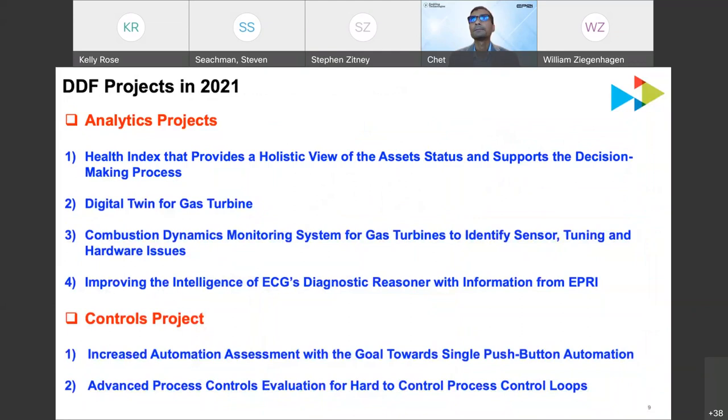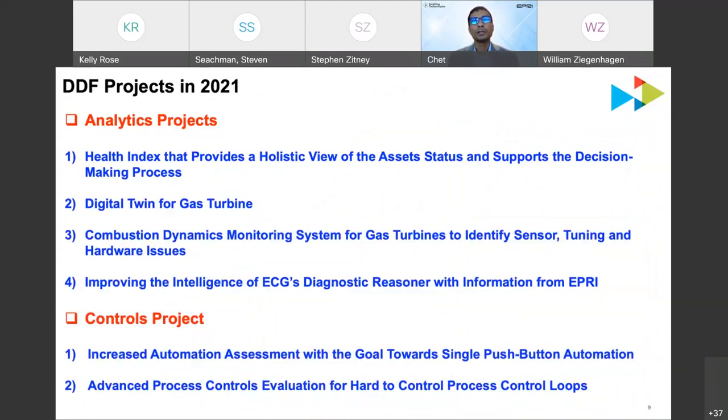Steve, next slide. So finally, I want to talk about some of the projects we are doing under digital demonstration facility. So we do a very good job of condition-based monitoring since we have installed a lot of sensors now at our power plants, and it's coming to our monitoring and diagnostic center.